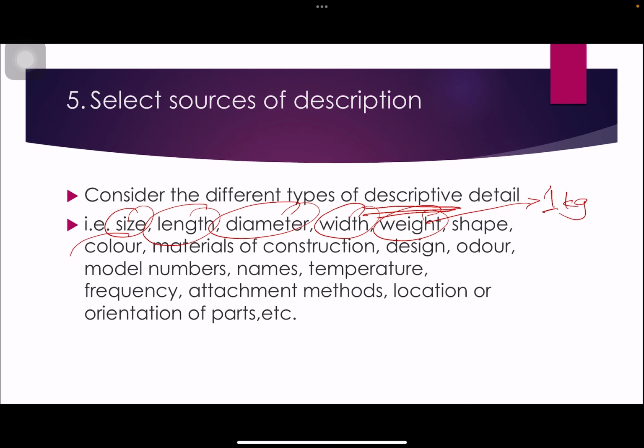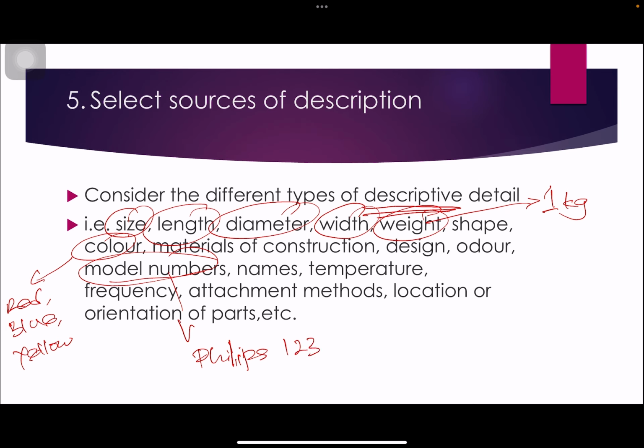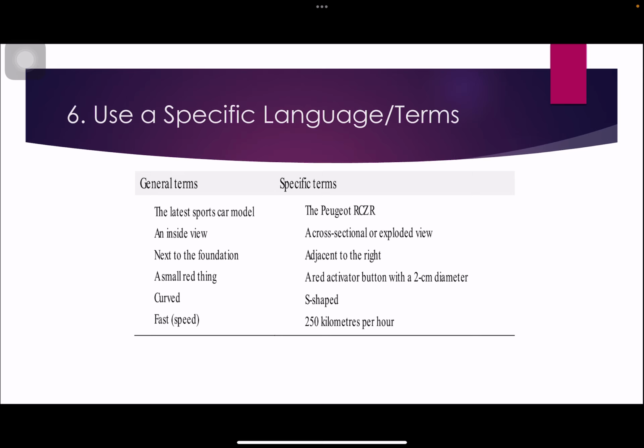And then the color, maybe whether it is red, blue, yellow, for instance. And then the model numbers, maybe Philips 1, 2, 3 AZ, for example, and so on and so forth. So it is not only limited to the ones on the screen, but there are many actually.